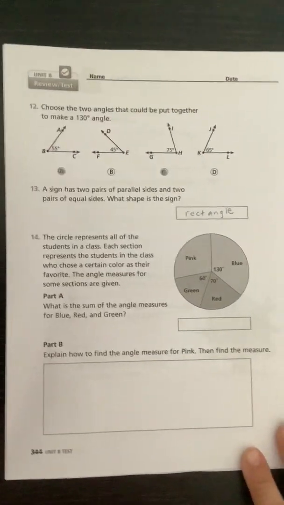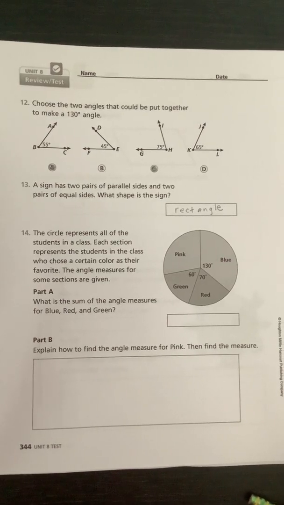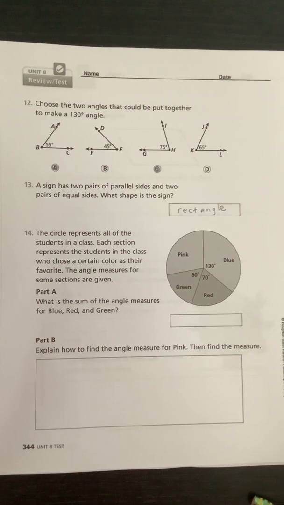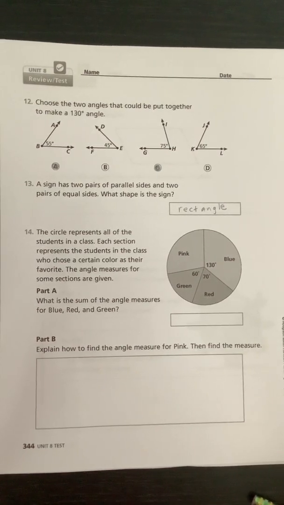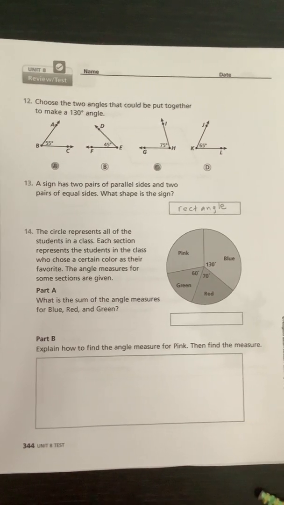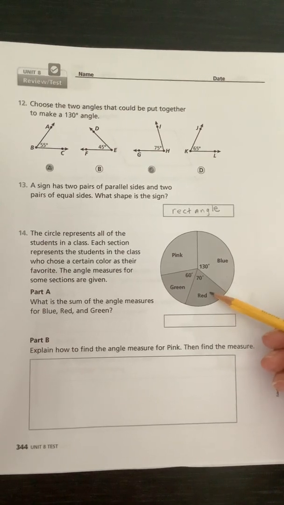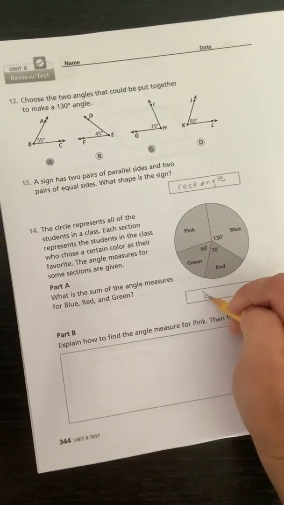All right. The circle represents all the students in a class. Each section represents the students who have chosen a certain color as their favorite. The angle measures for some sections are given. All right, what is the sum of blue, red, and green? So we see blue's 130 and red is 70, so that's 200. And then we have to add green, so that's 260 degrees.